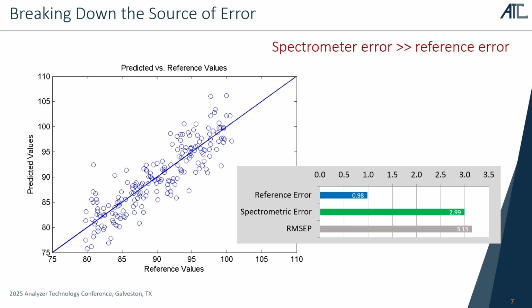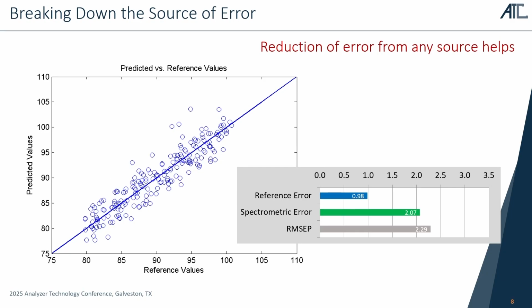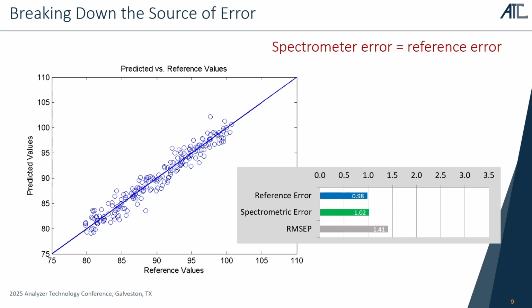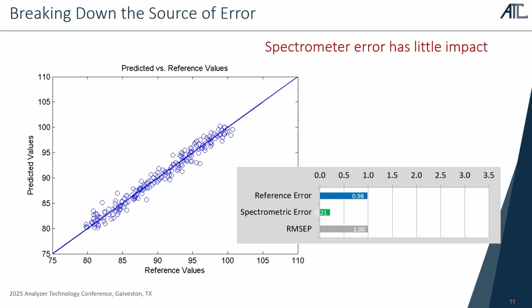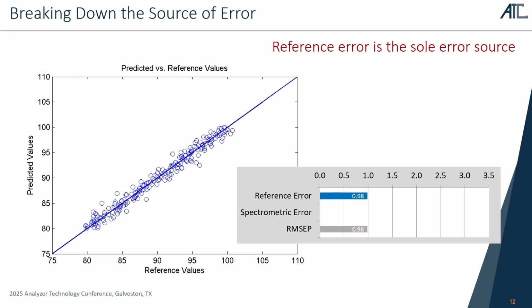So look at that plot, and as we reduce the spectrometer error, you can see that everything kind of coalesces into the middle. So now we've got something that's a very small spectrometer error, and you can see that the standard error now looks a lot like what the reference value error is. If the spectrometer error goes away completely, then the standard error prediction is identical to the reference method error. So that's what you have.